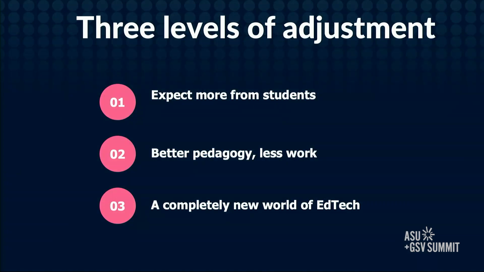I'm going to propose 3 levels of adjustment we're going through. And I know some of you are educators, some of you are from EdTech companies. I want to kind of talk to all of that. So the first thing we can do is we can expect more from students. That's the first level.